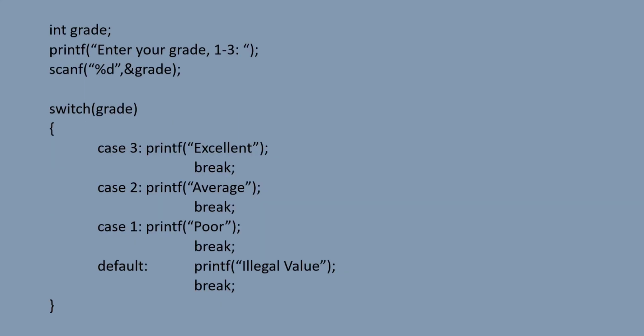It breaks out of the switch statement. So if it's case 3, it prints out excellent, and it reaches this break and just gets out completely from the switch statement. If this break wasn't here, it'll move on to the next one, print that out, and then break. But what if none of these had breaks? Then it would print excellent, average, poor, and illegal value and break out. So you have to be careful.